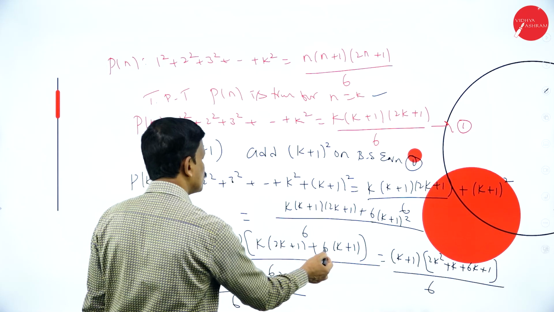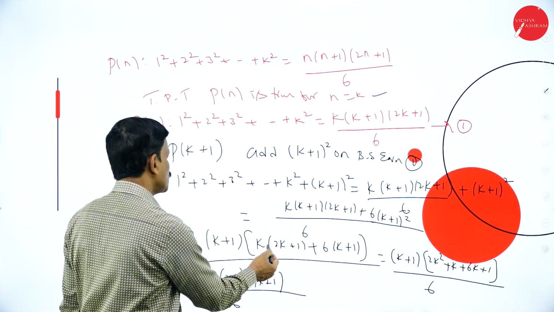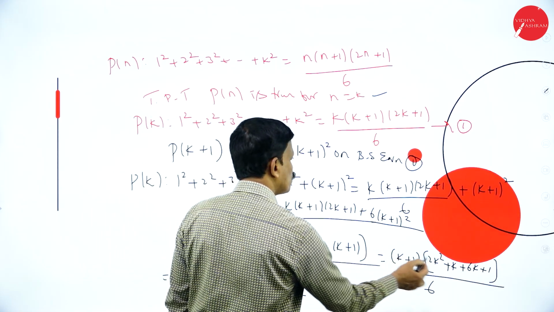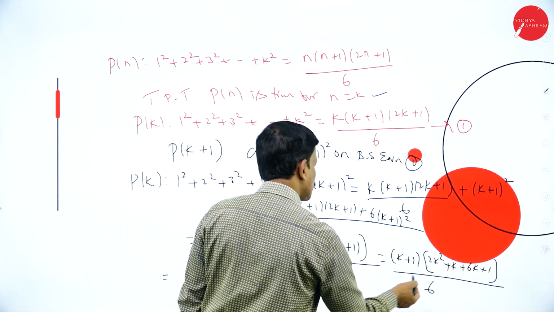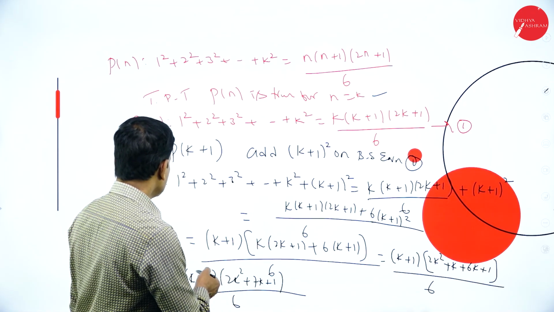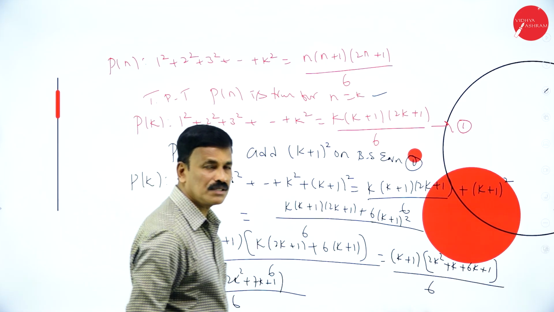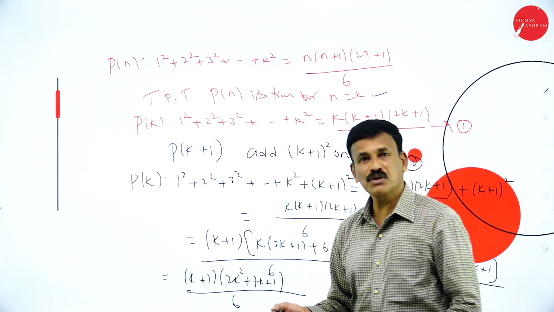K into 2k plus 1, plus 6 into k plus 1, multiplied. So k into 2k is 2k square plus k, 6k plus 6, that is 2k square plus 7k plus 6, divided by 6. So what we got? K plus 1 into 2k square plus 7k plus 6 divided by 6. Okay. Now let me go to the next page.